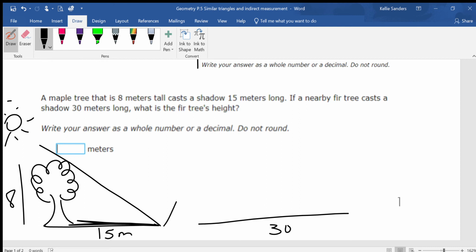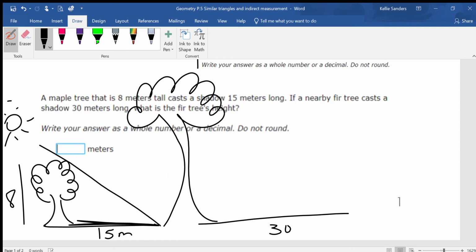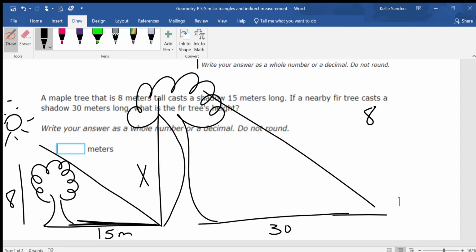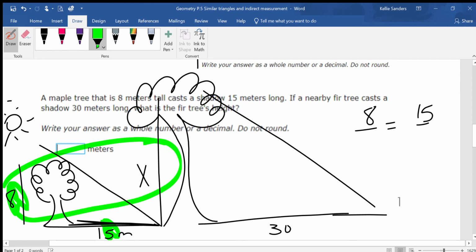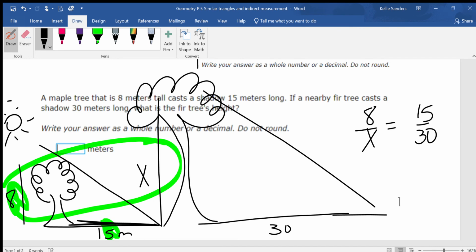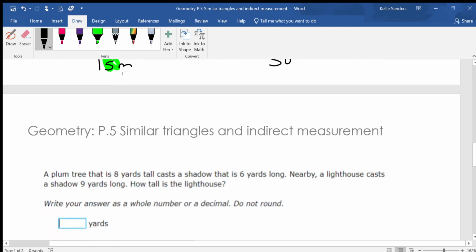So what do you think about the fir tree? How tall do you think the fir tree is going to be? We don't know. So 8 and 15, because they come from the same triangle. 8 and X, because they are corresponding parts, so the 30 goes over here. So 15 over 30, 15 is half of 30, so 8 is half of what? 16, or cross multiply and divide.